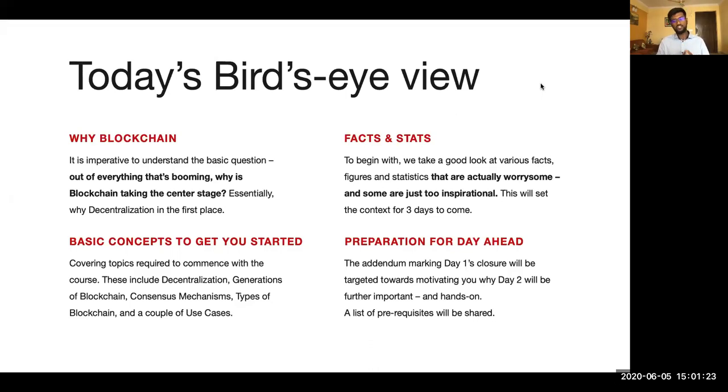Since this is a long program, what I usually do with my lectures and other students is create a dashboard where every kind of information is present, about the course and anything extra that you need to read. I come across very good quality educational material every now and then, so I maintain that dashboard and just add a bookmark there, and you can take a look anytime you want. It's free, completely public, and open. It's a Notion board. I'll give you the link, and that is where we'll share the prerequisites for tomorrow.